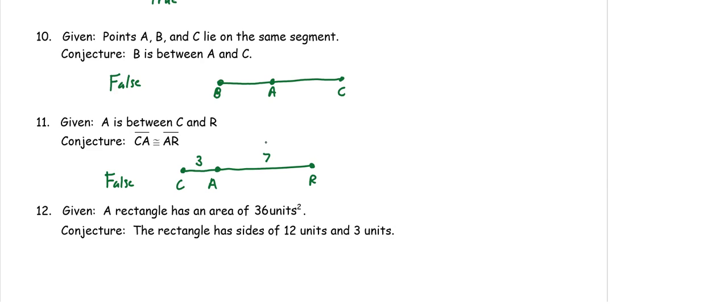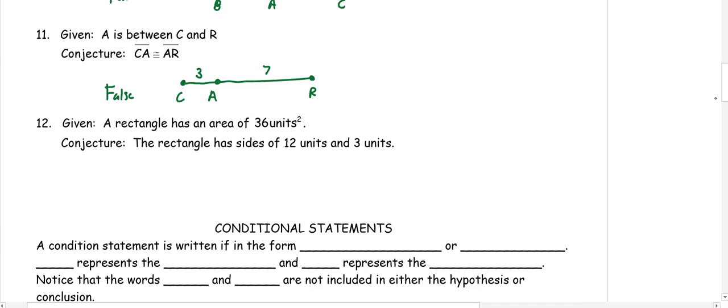Number 12, given a rectangle has an area of 36 units, the rectangle has sides of 3 and 12. Well, remember that area is base times height. So this could be false because we could have other sides that also multiply to 36. So for example, if we have a rectangle with sides of 9 and 4, the area would still be 36.